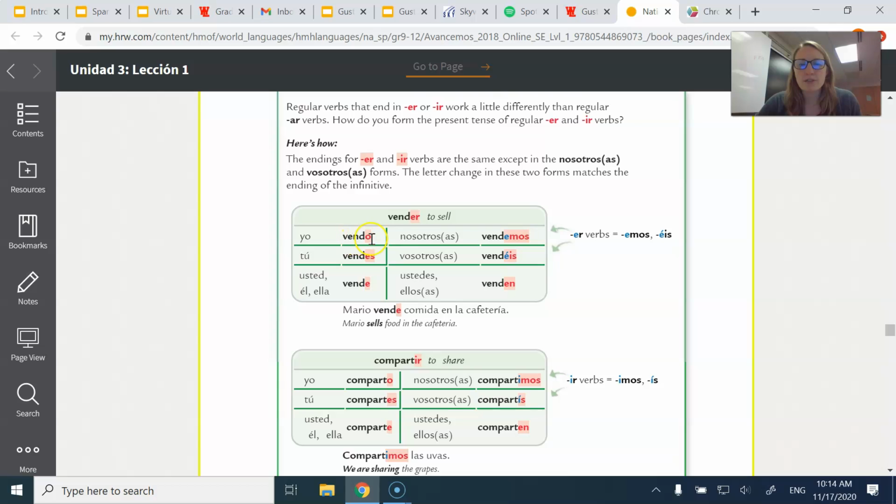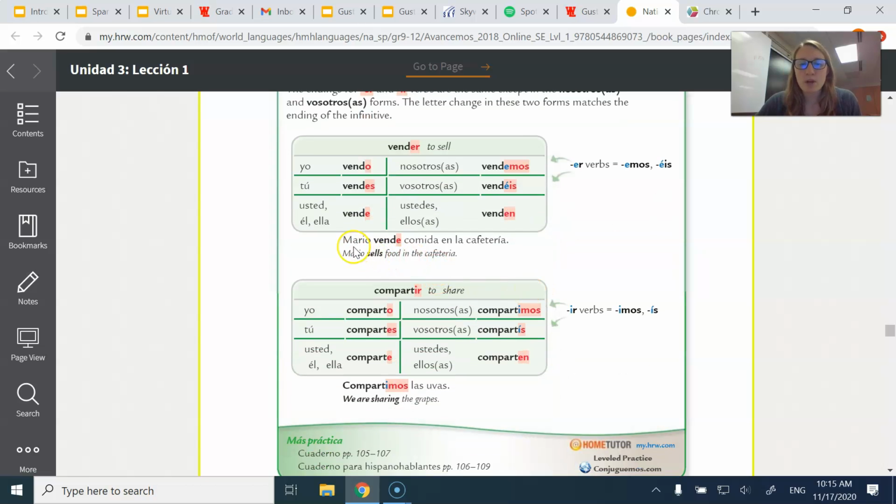Okay, so vendo, tú vendes, usted, él, ella vende. Nosotros vendemos, vosotros vendéis, y ustedes, ellos, and ellas venden. Okay. For ejemplo es Mario vende comida en la cafetería. I'm matching this with who I'm talking about. Compartir means to share. That's our IR infinitive. So yo comparto, tú compartes, usted, él, ella comparte.